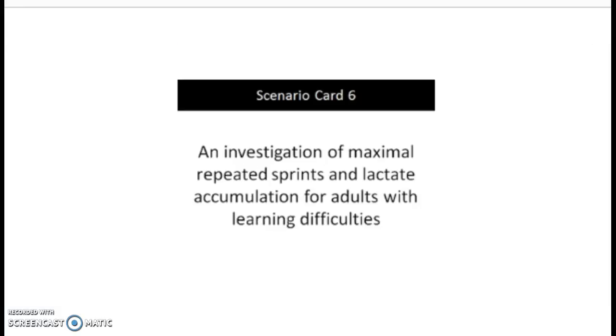Moving on to scenario 2, an investigation of maximal repeated sprint and lactate accumulation for adults with learning difficulties. The researcher may investigate 5 subjects running 100 metres 10 times at a high intensity with no rest in between. As participants will be doing maximal repeated sprints, this will need to be in the consent form so that the participants know what they are doing, and if they are struggling, they should have the right to withdraw.